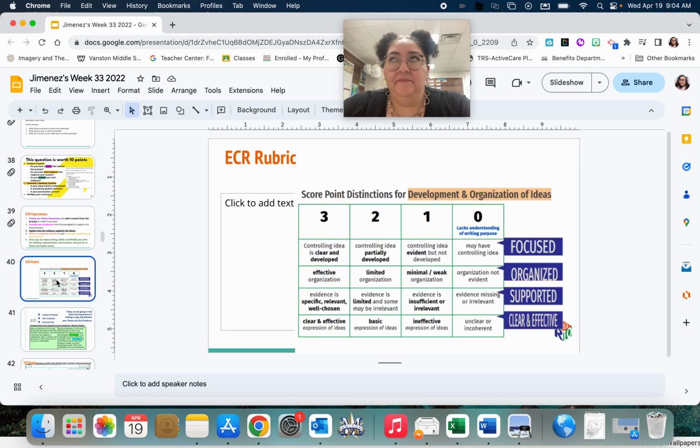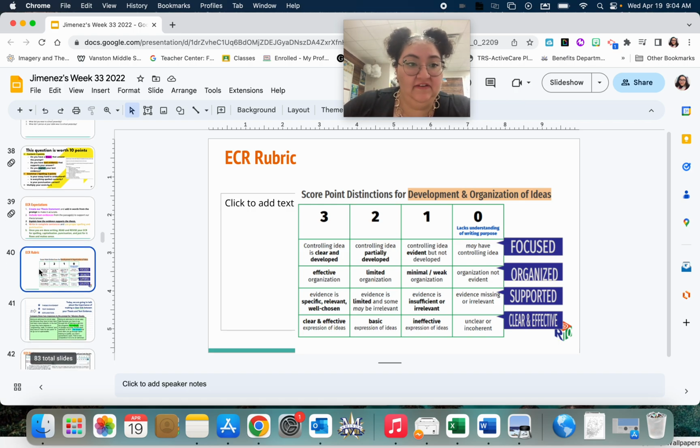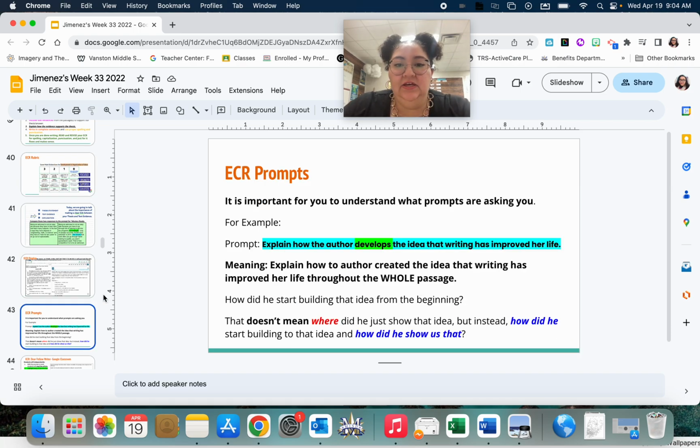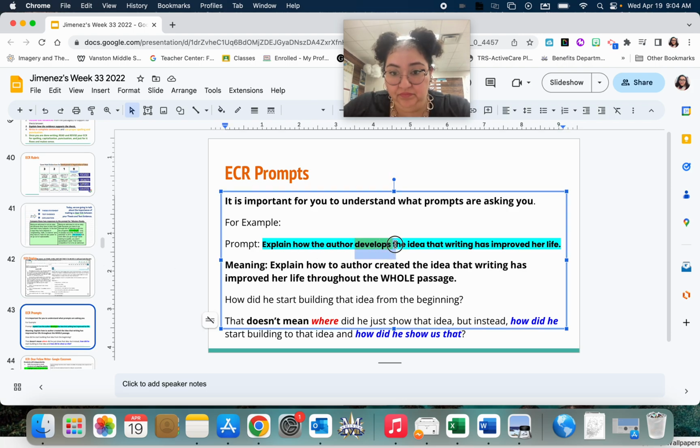The rubric roughly looks like this. Again, development and organization of ideas, because that's the one I really want to focus on. Do you have a clear controlling idea, which is your thesis statement? Is it effectively organized? Did you include evidence? Is it clear and effective? And then another part that I want to point out with ECR is that oftentimes you may see a prompt with the word develop, as seen here. For instance, this one says, explain how the author develops the idea that writing has improved her life.